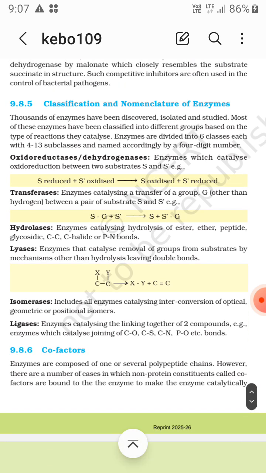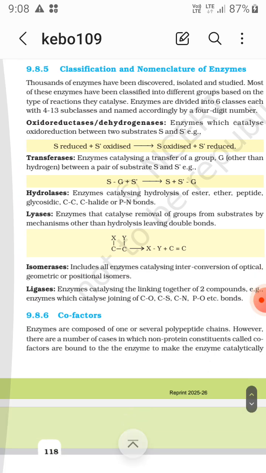So I said, like, classification and nomenclature of enzymes. You study 6 classes. First is the oxidoreductases and dehydrogenases. Second is the transferases. Third is the hydrolases. Fourth is the lyases, and fifth is the isomerases, and sixth is the ligases.